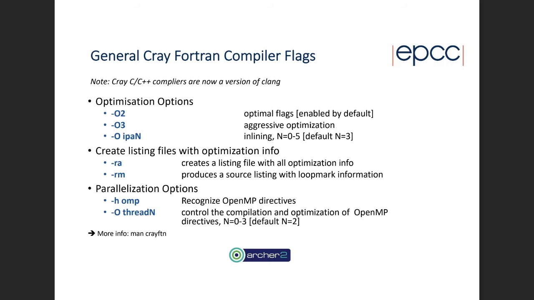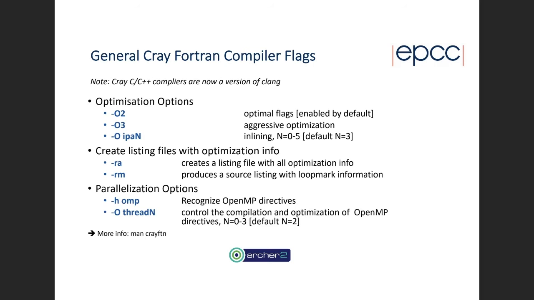So in particular, things to look for: optimization options. For the Cray compiler, -O2 is actually pretty aggressive, and -O3 is seriously aggressive. Also, the -RA and -RM flags are ways of generating compiler diagnostic information. Probably of all the compilers on Archer 2, this is the best that you get in terms of producing sensible information about what the compiler has done or not done.